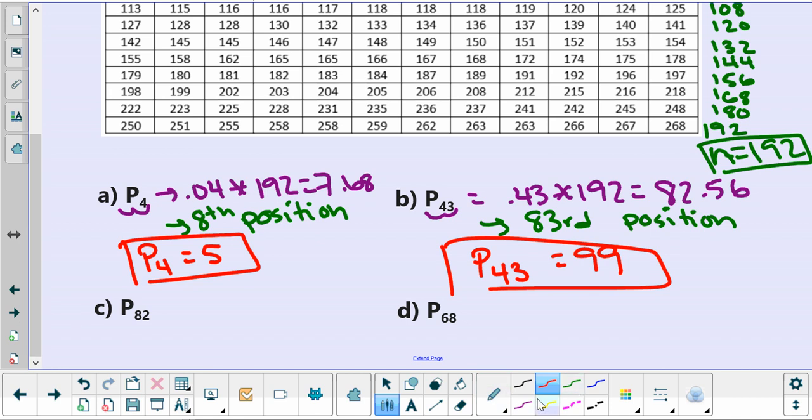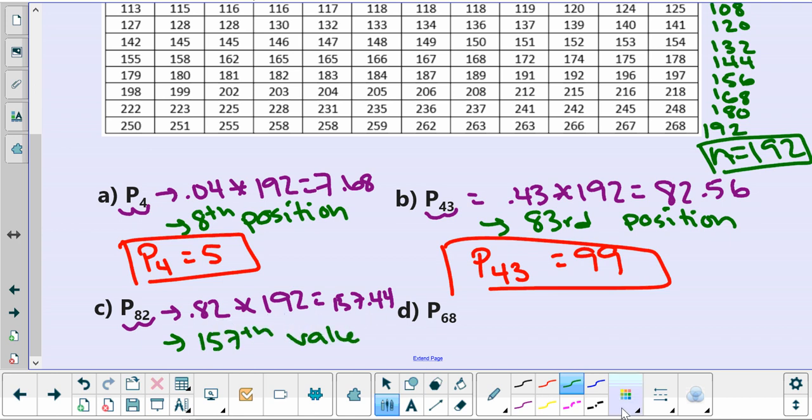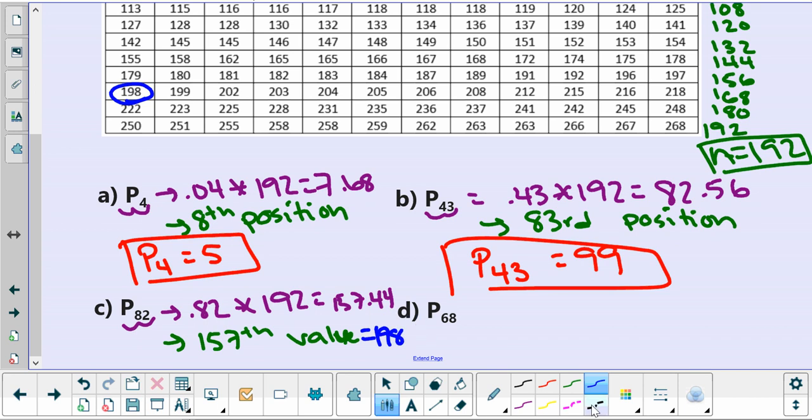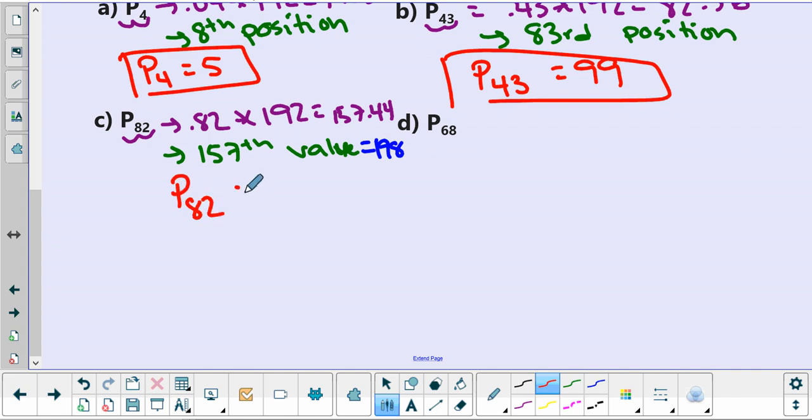The 82nd percentile, P82. I have 0.82 times 192. 0.82 times 192 gives me 157.44. Using my rules of rounding, I'm going to stay at 157 because 4 is below 5. So I want the 157th value. Let's come back up here. Here's 156, right? 192, 180, 168. Here's 156. So then 157 is the next one down, which is 198. So if I mark that with my notation, I have P82 is equal to 198.